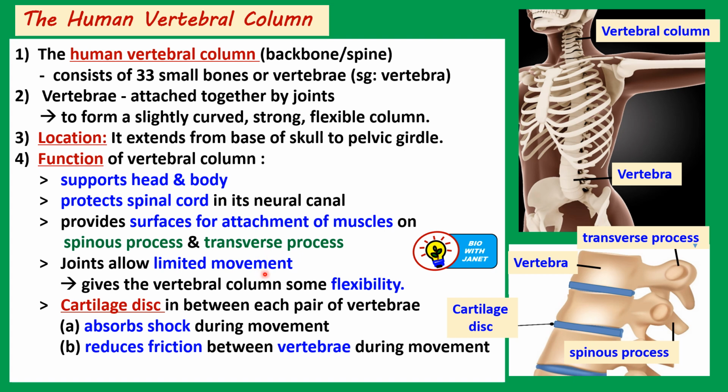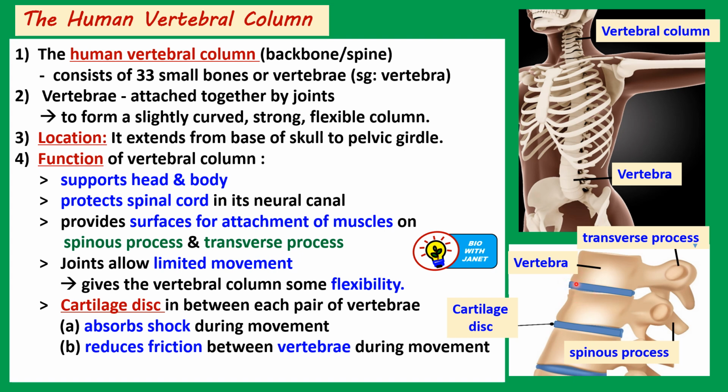Now, joints. Joints are the parts where the vertebra meet, or vertebrae meet, right? So the joints between two vertebrae give the vertebral column some flexibility. Next, we have cartilage disc in between each pair of vertebrae.